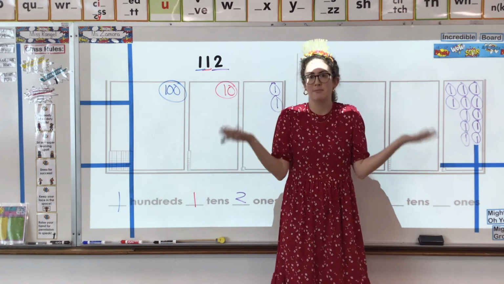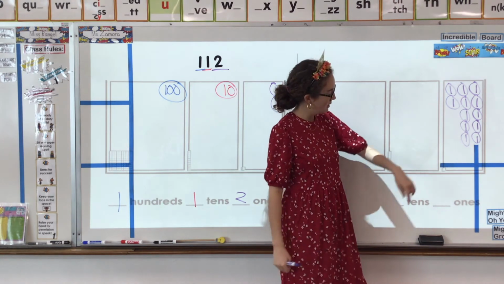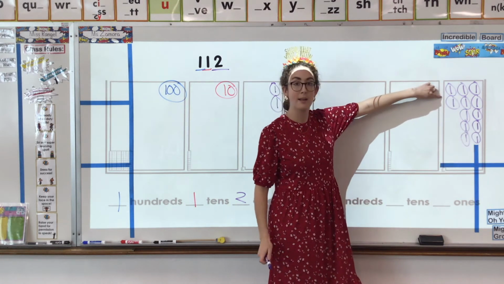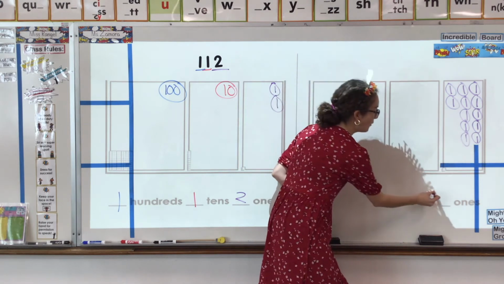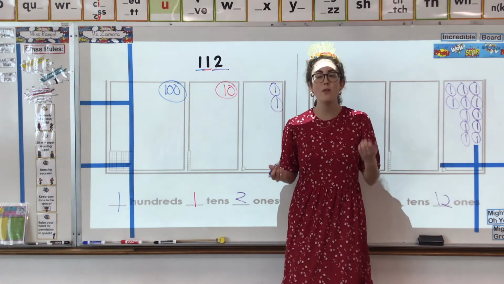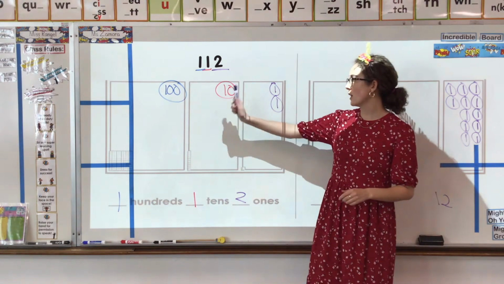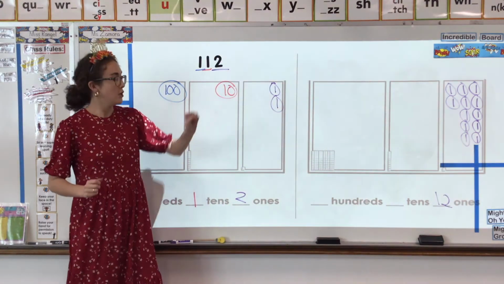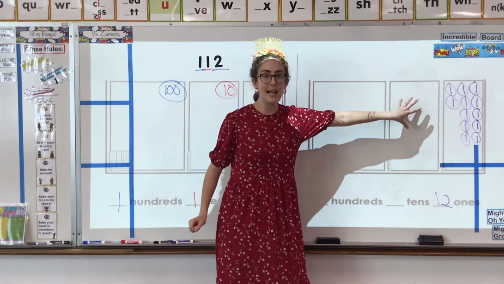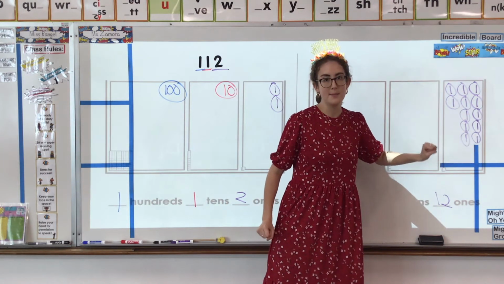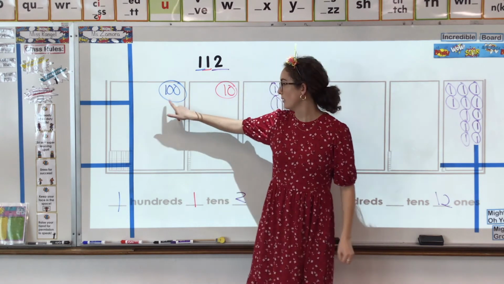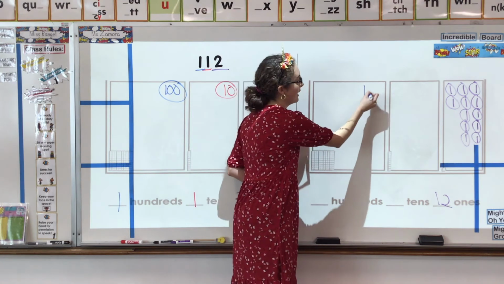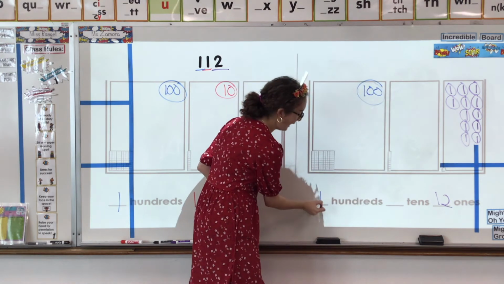So second grade, how many ones do we have now? Let's take a look. 5, 10, 12. We have 12 ones when we changed our ten all into ones. So now we don't have any tens left. They all became ones. But what about our hundreds? How many hundreds do we still have? 1 hundred. We're going to leave that alone. We still have 1 hundred.